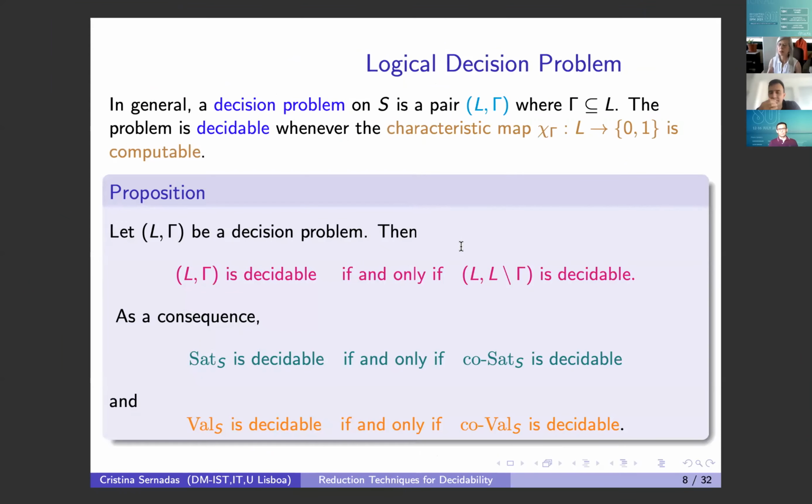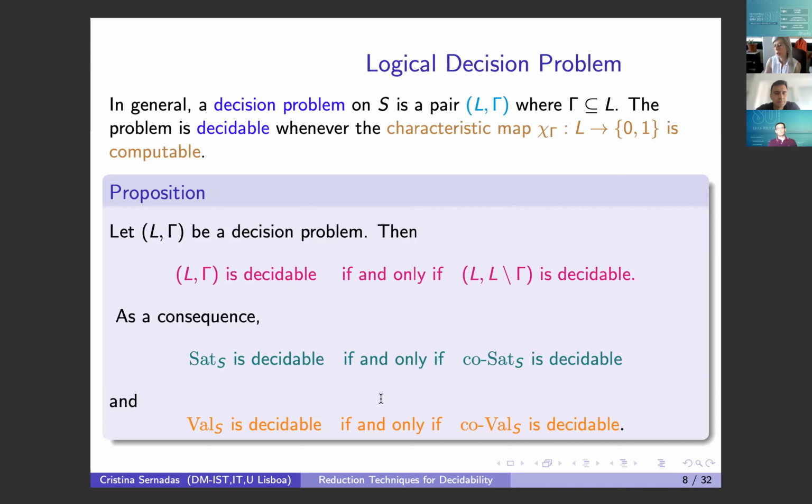So now let's look a little bit. A decision problem over a satisfaction system is always the language, that's the L, and then a subset of formulas gamma in general. So here I state things that are very simple to prove: if the decision problem L gamma is decidable, this happens if and only if the complementary problem is decidable. This is very simple because if the characteristic map of gamma is computable, so is the characteristic map of the complement of gamma in L.